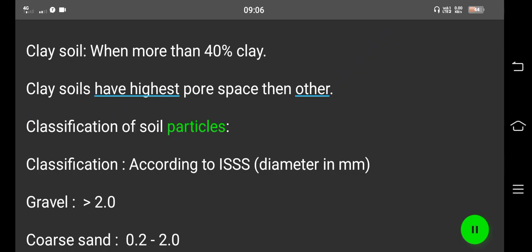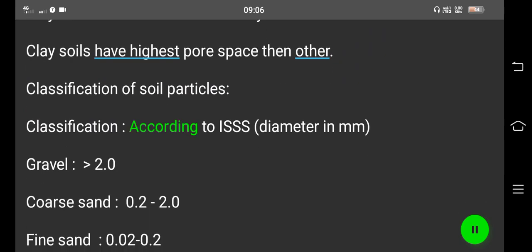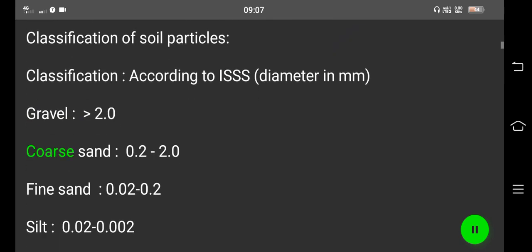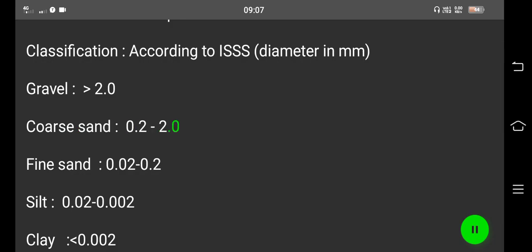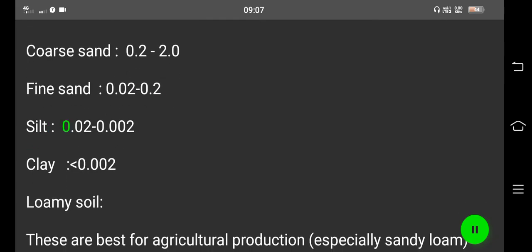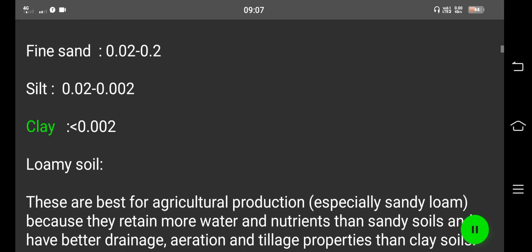Classification of soil particles. Classification according to ISSS, diameter in mm. Gravel, greater than 2.0. Coarse sand, 0.2 to 2.0. Fine sand, 0.02 to 0.2. Silt, 0.002 to 0.02. Clay, less than 0.002.